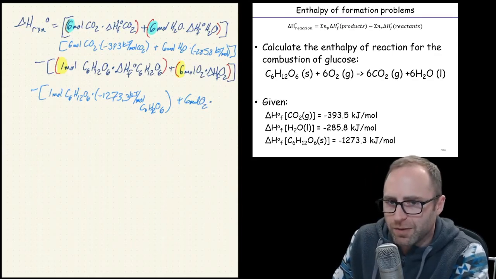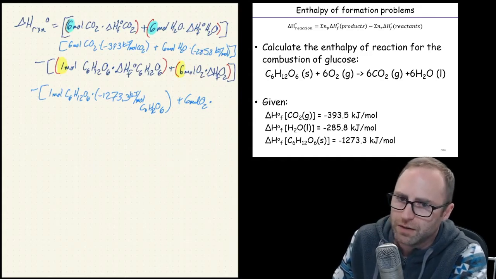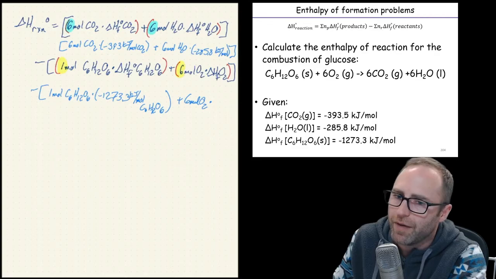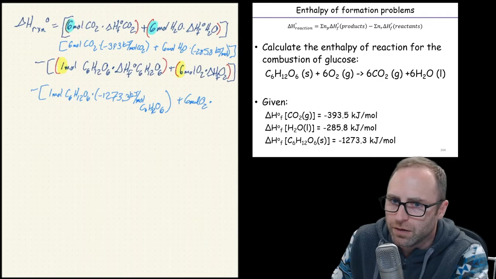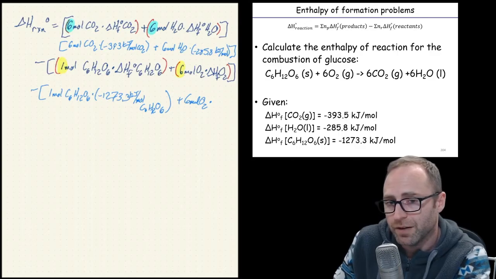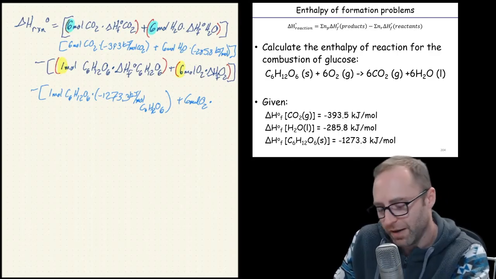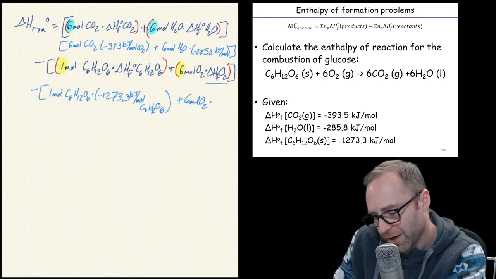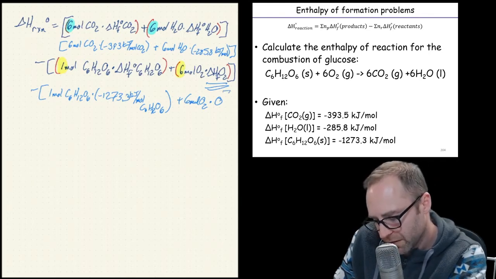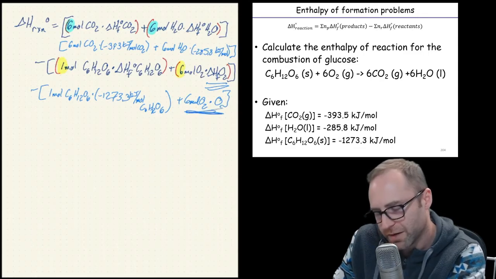well, it doesn't give me what the enthalpy of formation of oxygen is. So I have two choices. Choice one, I can go look it up in a book. If I don't have access to a book, what's the other thing that I can do? I can remember my definition for the enthalpy of formation of an element at its standard state. So the definition here tells me that that enthalpy of formation is going to be equal to zero. So easy breezy lemon squeezy. This whole term right here is going to just be a big fat goose egg.